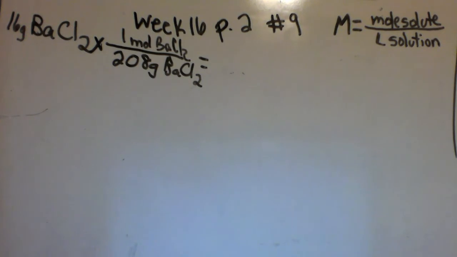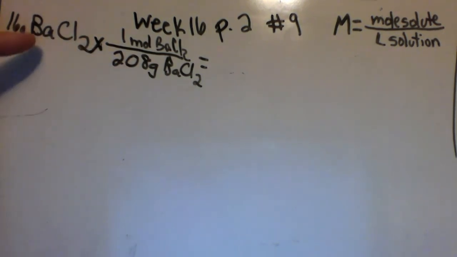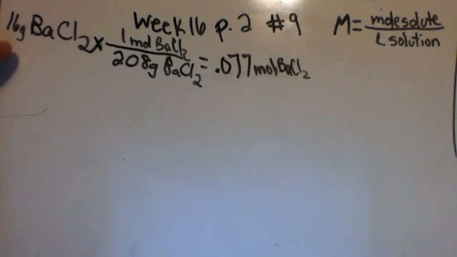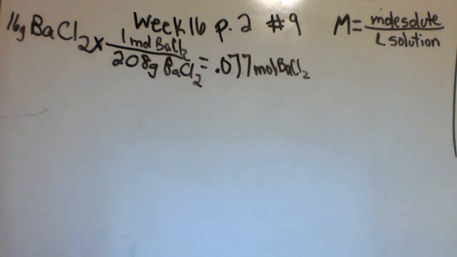By now, you should know that the molar mass is the sum of the masses of each of the individual components in the molecule. So we add barium, which weighs 137, and 2 chlorines, which each weigh 35.5. Adding those together, we get 208. When we divide 16 by 208, we get 0.077 moles of barium chloride.